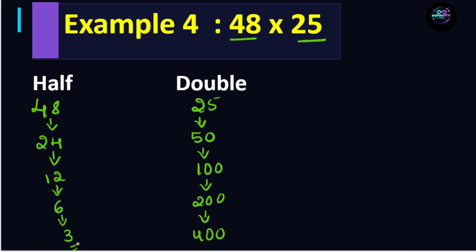Now we got an odd number. Again, if you halve it, you will get a decimal. So just multiply these two numbers. That is 3 times 400 is 1200. So the answer is 1200. Amazing. You stop whenever you can't divide evenly and multiply with the doubled number.